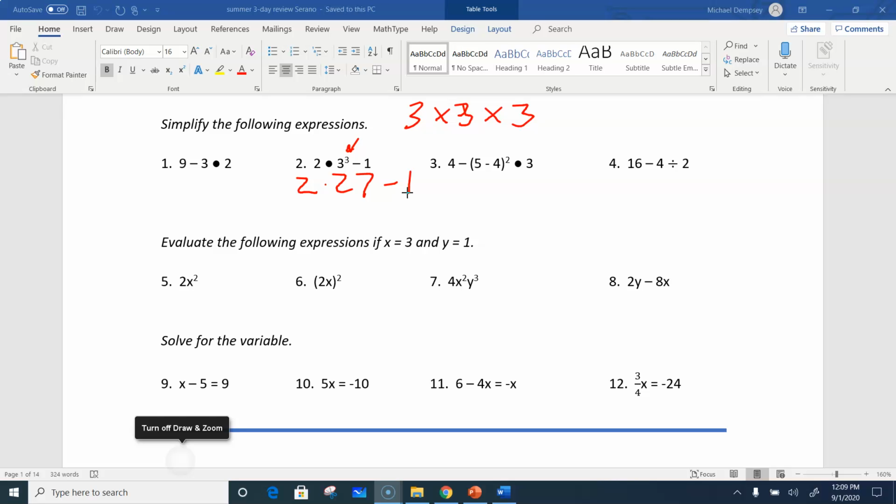So what's our next order here will be to multiply, right? 2 times 27, that's 54. And then I can do minus 1 finally at the end, and my final answer here would be 53.